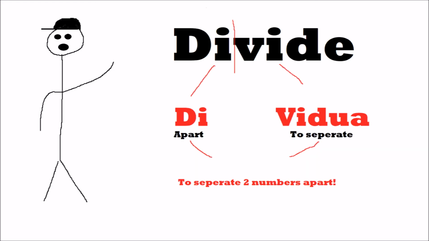Divide shares its major root with the word widow. The root vidua refers to separation. In widow, the meaning is obvious, one who is separated from the spouse. A similar version of the word was often meant to describe the feelings that a widow would feel. The prefix di, of divide, is a contraction of dis, meaning apart or away, as in the process of division, in which equal parts are separated from each other.